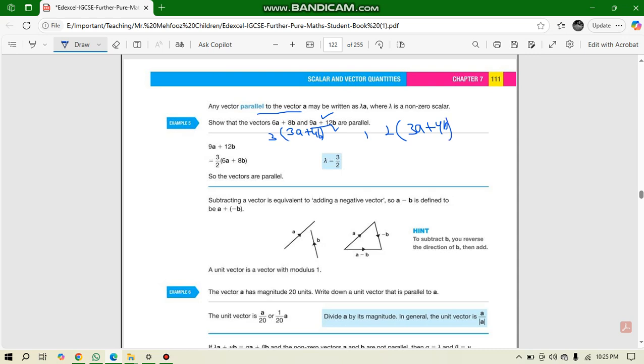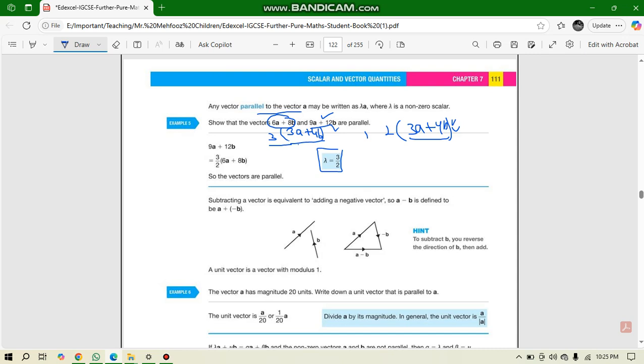So you can see that both vectors have the original vector, that is 3a plus 4b, and this is 3 times 3a plus 4b, this is 2 times 3a plus 4b. So both are scalar multiples of each other. That's why here lambda will be 3 over 2. How 3 over 2? If we multiply this vector by 3 over 2, it will become 9a plus 12b. It means that lambda is 3 over 2, right?